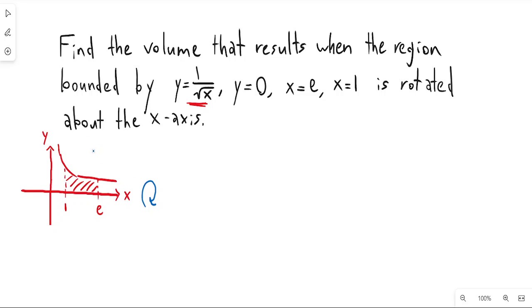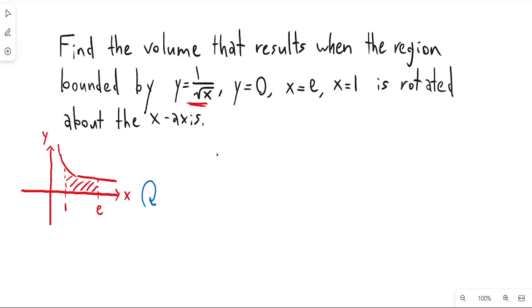So we want to figure out which method we want to use, right? Because we always have two methods available to us. We have shells and we have washers. And we want to use whatever integration method is more convenient for us.